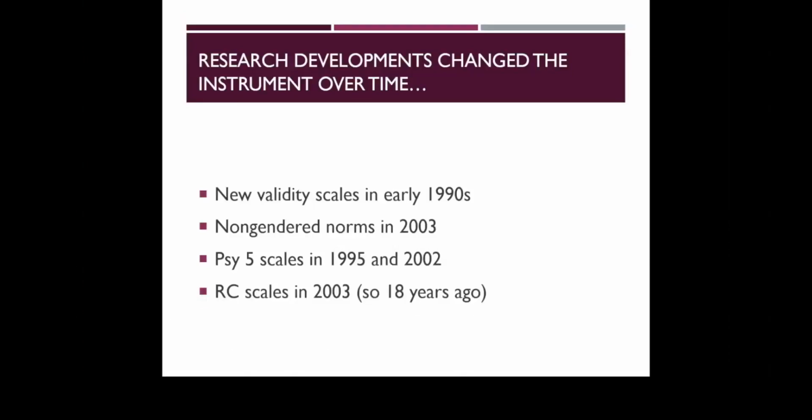And then the RC scales, or revised clinical scales, began to be developed in the early 2000s. So at this point, there's been 18 years of history on these revised clinical scales that became really the core of the 2RF, and then really carry forward into the 3. And that is the biggest difference between the MMPI-2, for those of you who continue to use that instrument, and then the restructured format, or the MMPI-2RF.